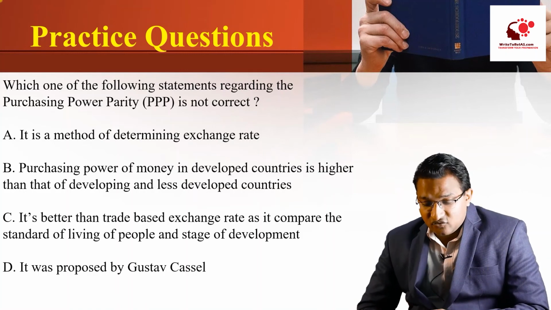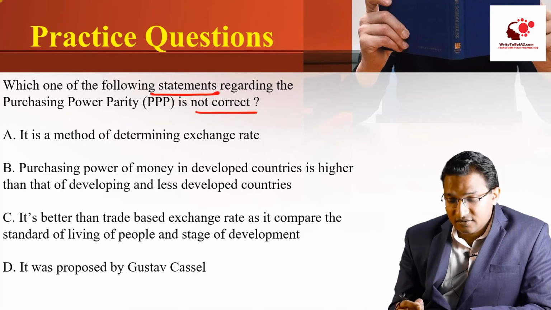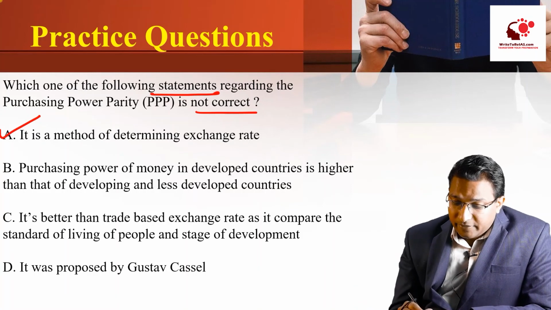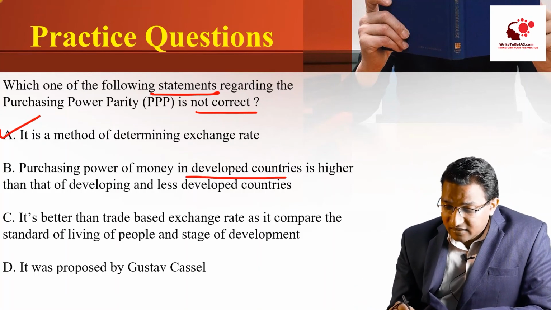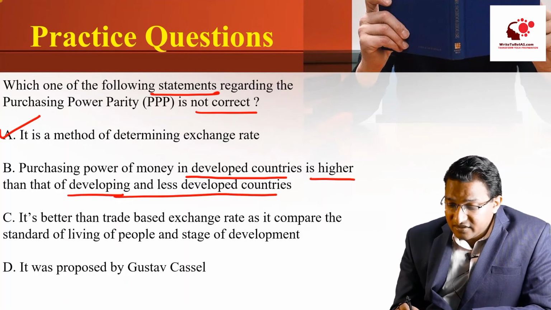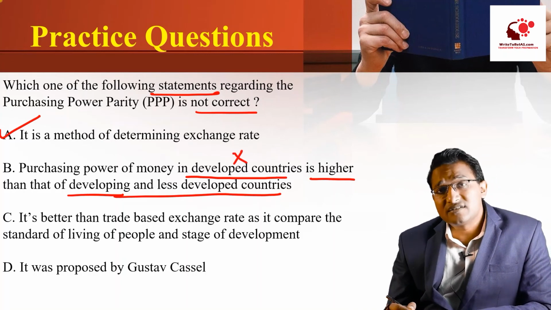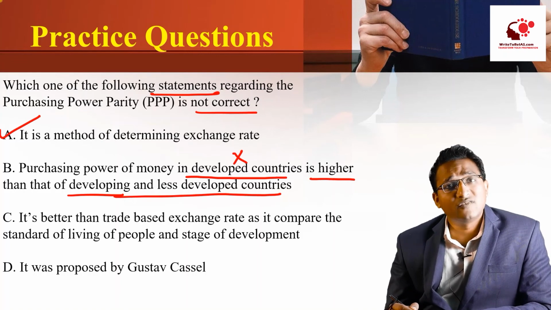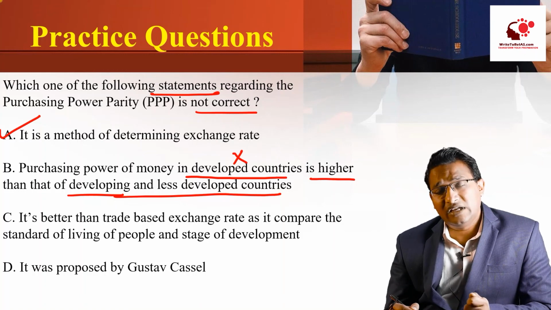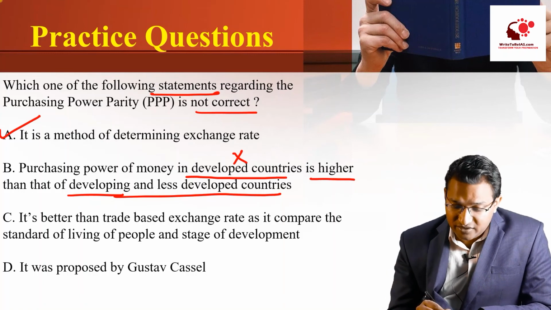So the correct answer, let us see. The question is which statement is not correct. Statement 1 is correct. Statement 2, purchasing power of money in developed countries is higher than that of developing and less developed countries. This is wrong. I clearly mentioned that in developed countries the inflation is very high and the cost of living is very high, therefore their purchasing power is less. With the same amount of currency, they will buy fewer goods. So this statement is wrong.